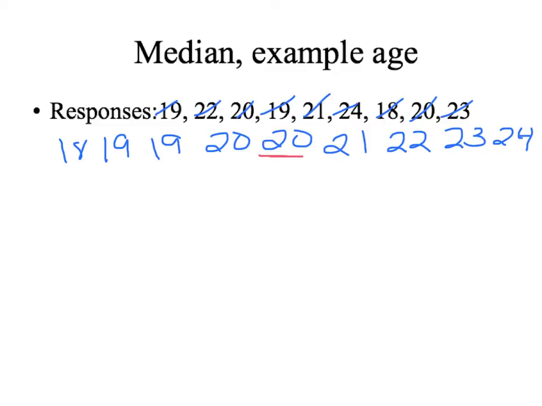Half of my respondents are below age 20, half are above. If I were to interpret this or put it into words, I would say that the median age is age 20. Or I could say half of the respondents are below age 20 and half of the respondents are age 20 and above. That's how you would find the median with some raw data.